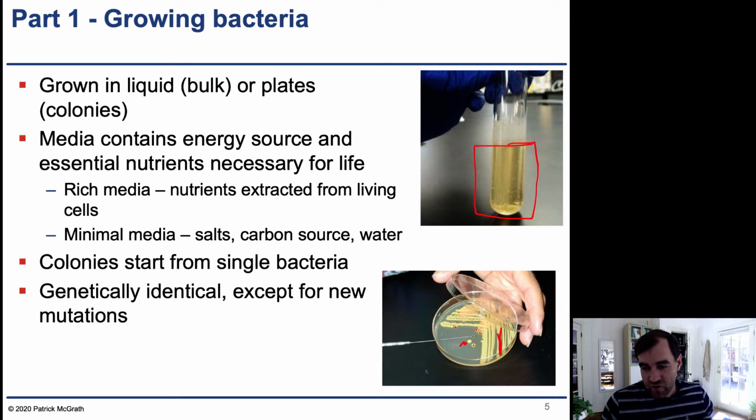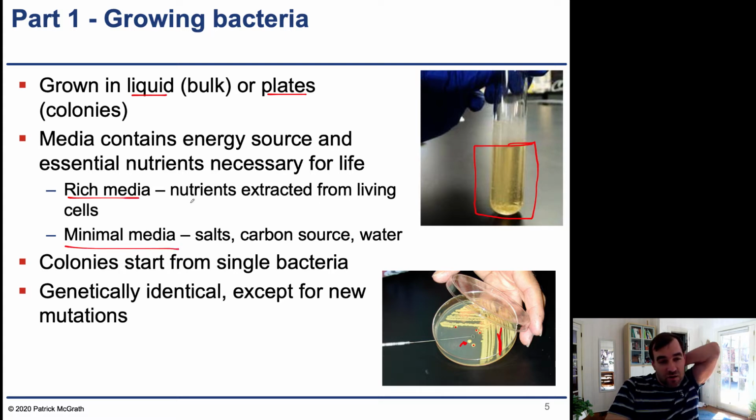So the goal of growing bacteria on this media is to create colonies, which are these circular dots. The media contains a food source for the bacteria to grow and all the essential nutrients necessary for life. Now we've already divided the types of media into liquid and plates, and we're also going to divide the media further into rich media and minimal media.